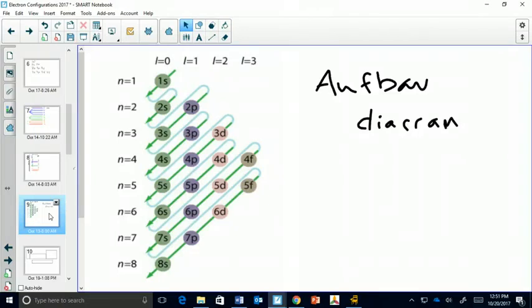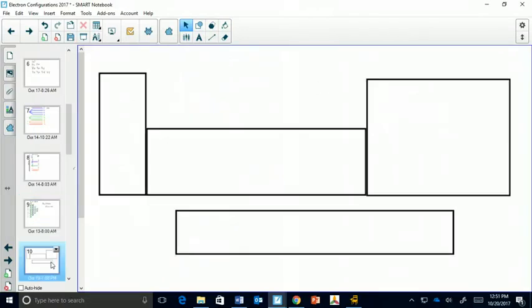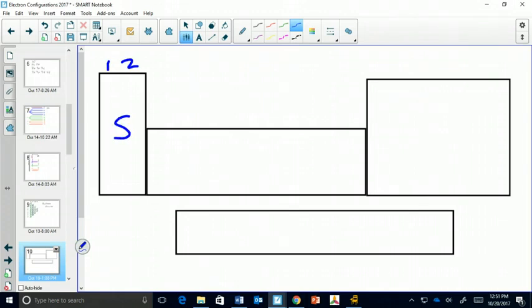Because of this. Here's my lovely periodic table. I can break it into 4 sections. These guys, groups 1 and 2, these are the S. We call it the S block. These guys over here, groups 13 to 18, are the P. Groups 3 to 12 are the Ds.